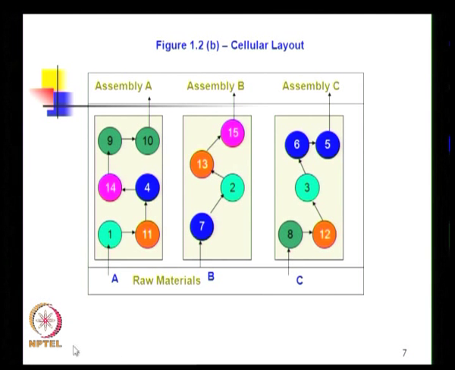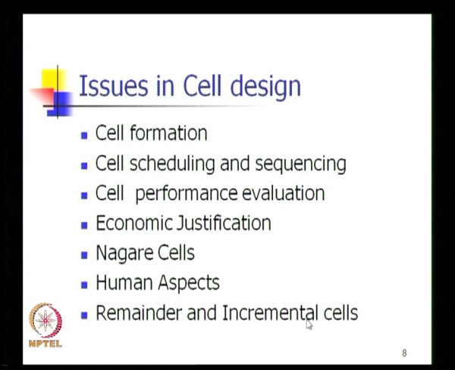Now, can we have this kind of an idea where we create one more service cell here below and then say that things can move from A to the service cell, things can move from B to the service cell, C to the service cell, but not from A to B. Now, such things are called remainder cells.